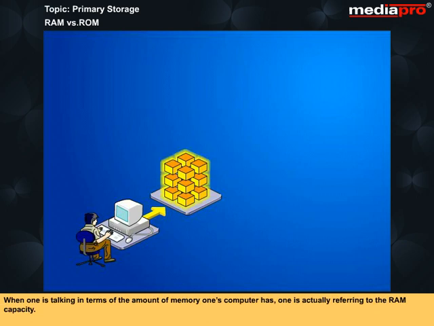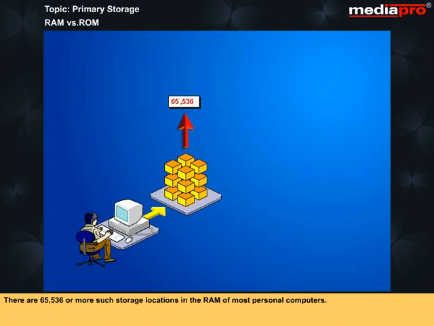When one is talking in terms of the amount of memory one's computer has, one is actually referring to the RAM capacity. There are 65,536 or more such storage locations in the RAM of most personal computers. Thus, in common parlance, a machine with 65,536 storage locations in the RAM is said to have a capacity of 64K RAM. Here K is an abbreviation for kilo and is approximately a little over 1,000 units in computing terms. The relevance of the measurement units for storage is covered later in this chapter.